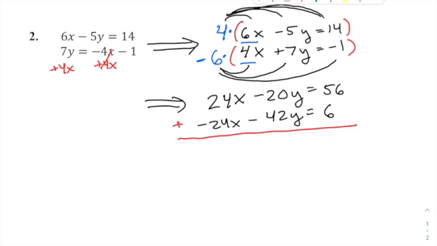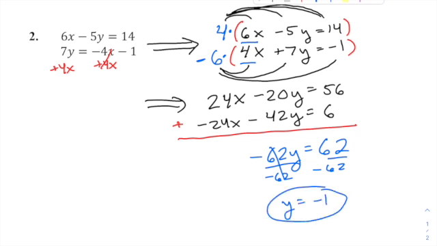So 24x and -24x cancel each other out. That's what I wanted. My y's, -20y minus 42y, gives me -62y. 56 and 6 combine to give me 62. So now I've made this one new equation. My x is eliminated. To solve for y, I'm just going to divide by -62. Divide by -62, you get y is equal to -1.